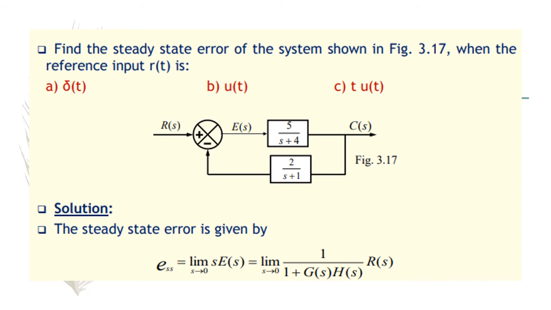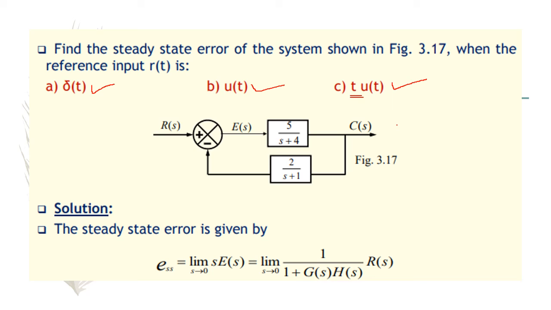Find the steady state error of the system shown in the figure when the reference input is R of t. That is, there are three inputs. One is delta of t, that is the impulse input. Next we have u of t, that is a step input. Next is t into u of t, that means it's a ramp input. If I use the Laplace transform on this, I get 1 by s square.